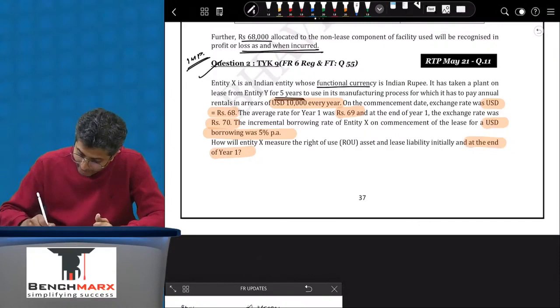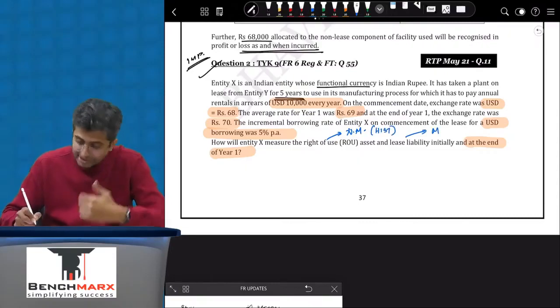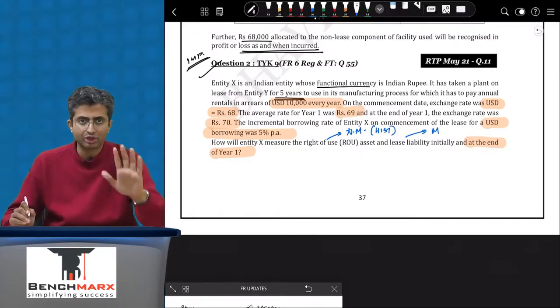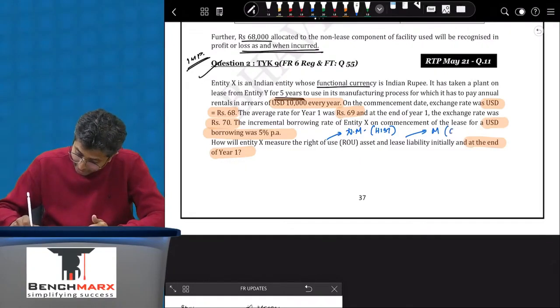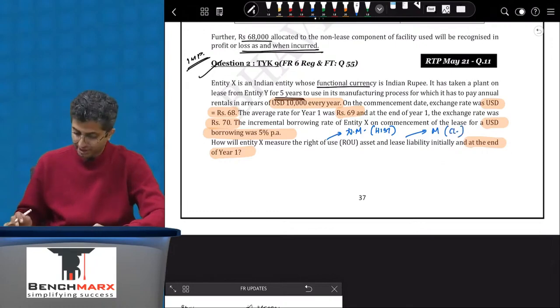Right of use, remember, is a non-monetary asset, whereas a lease liability is a monetary item. So a non-monetary asset will be based on the historic rate, that is the rate at the initial recognition, that is 68, whereas the monetary liability will have to be restated at the closing rate.